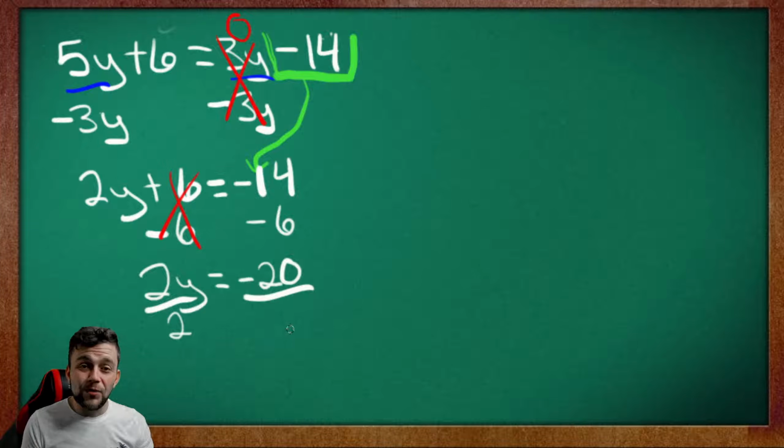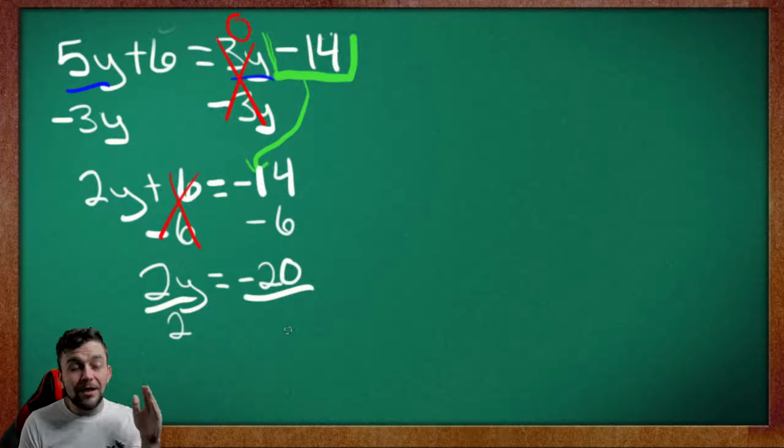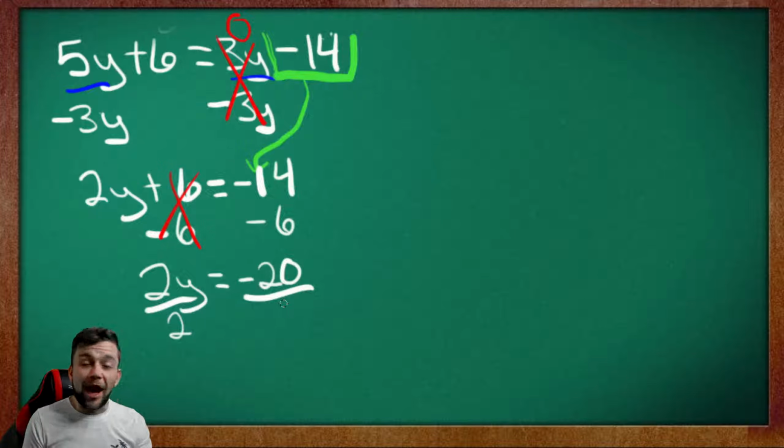I've had prior students who will still say to me, yep, whatever you do to one side, you have to do to the other side. You have to get that burned into your memory when you are working with any type of equation. So I will always repeat myself on that. So we have negative 20 divided by 2.